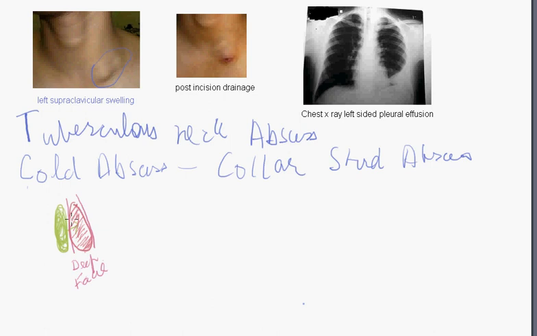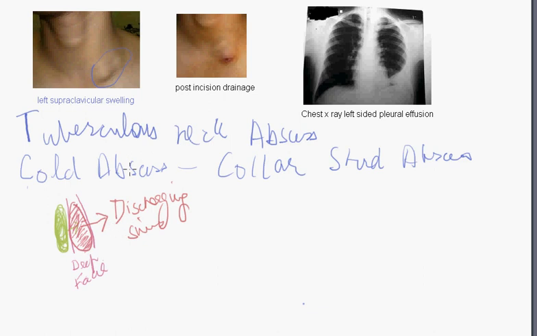If nothing is done, this will ultimately perforate through the skin and come out of the neck and form a non-healing discharging sinus. And these sinuses leave a very ugly scar, and most of the time they become multiple, and they form a very bad, very awkward cosmetic appearance if not treated properly.